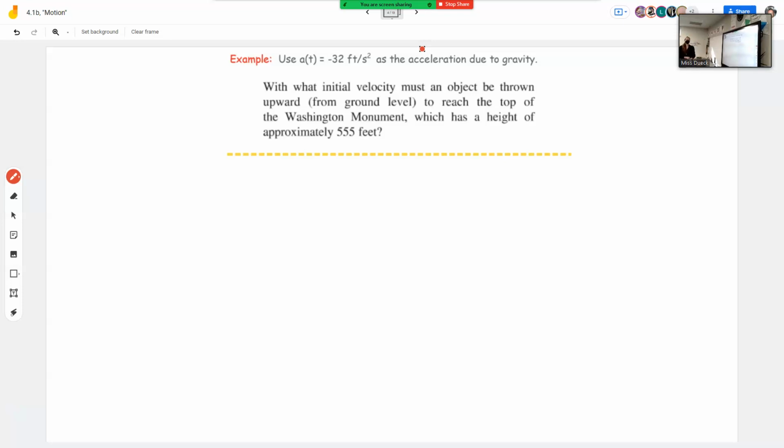Hey, this one they tell us exactly what to use, but can we talk about the situation and what's easy, what's hard? Map it out for me. What are we talking about? Give me what you know, then we'll talk about what you need to find.